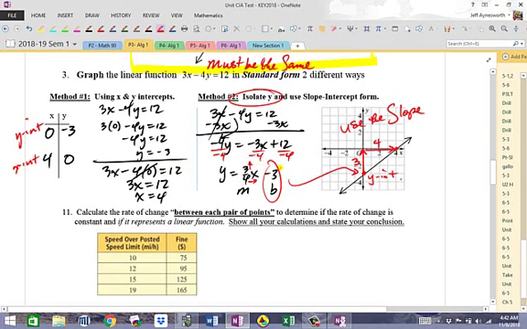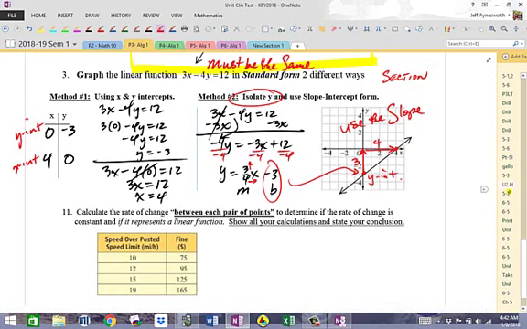All right. This lesson right here in standard form was section 5.5, I believe. Let me see.